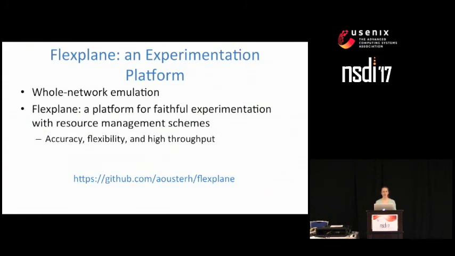In summary, I described the idea of whole network emulation in a centralized software emulator and presented Flexplane, the first system to use whole network emulation to provide accuracy, flexibility, and high throughput, and to enable experimentation with real applications such as Spark in real networks.